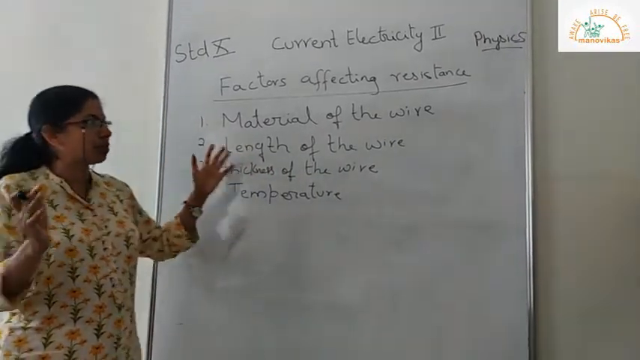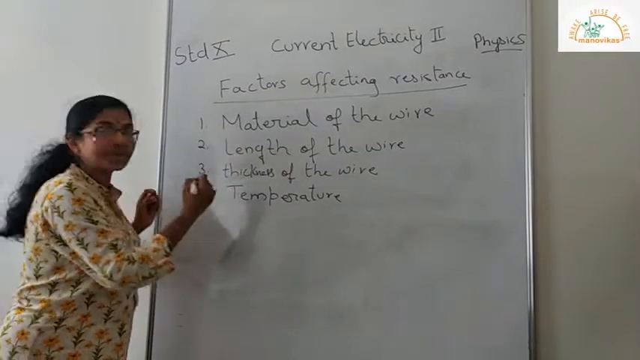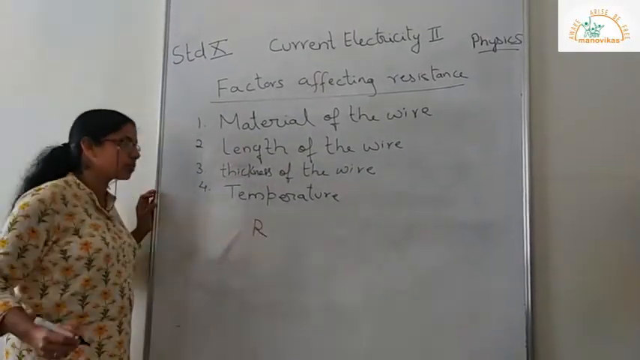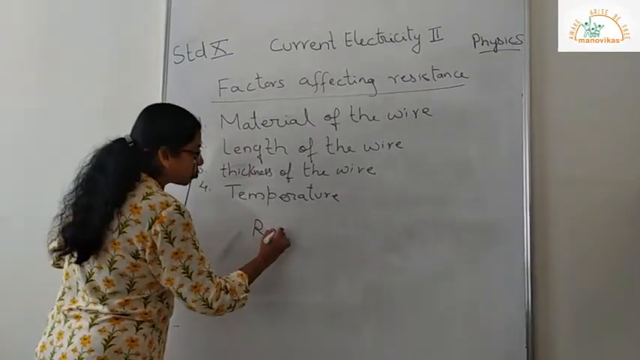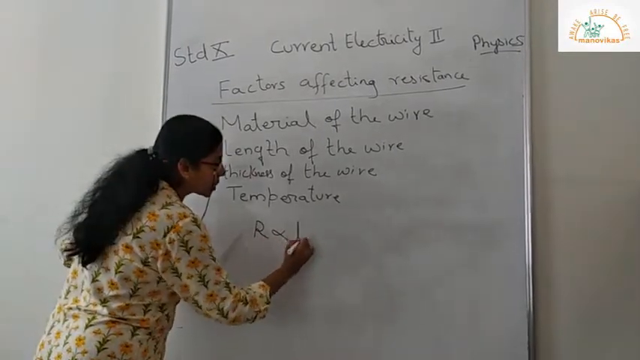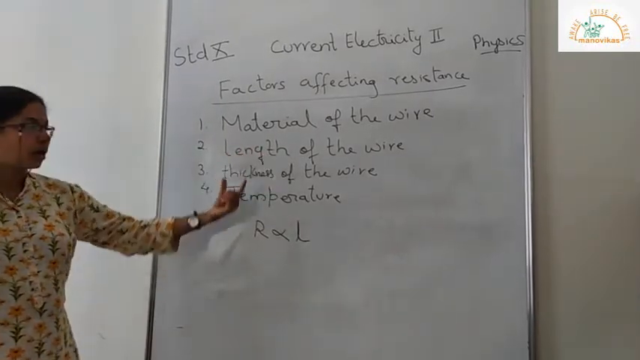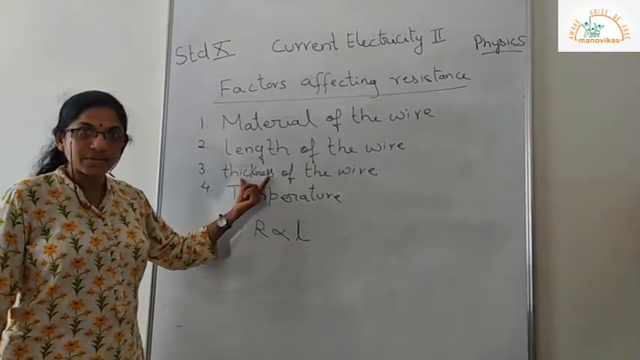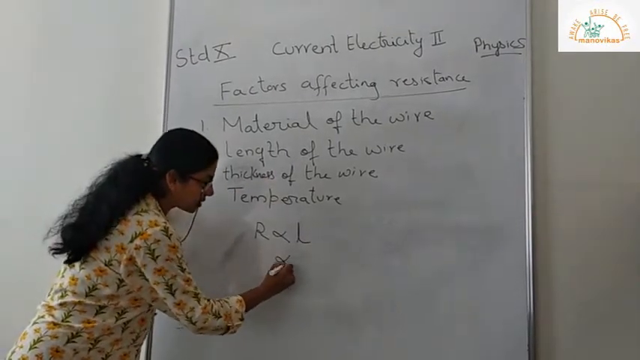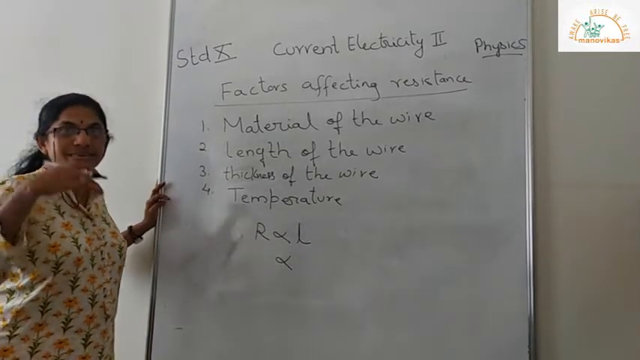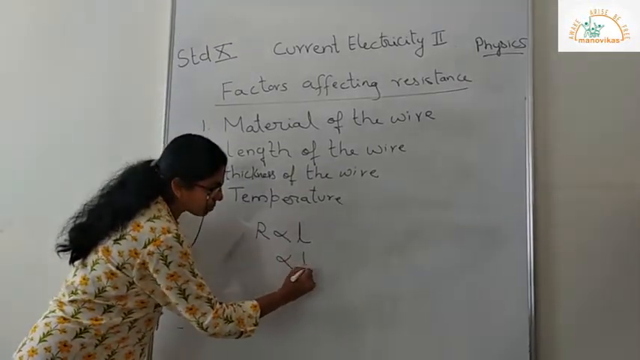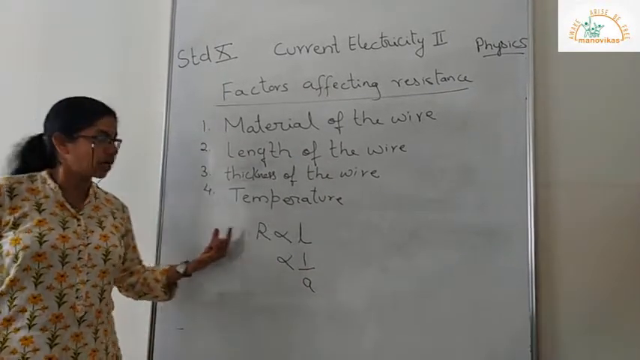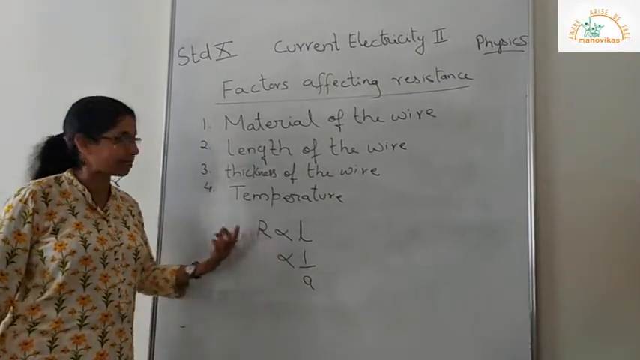Now I'll combine them. If I write it in the form of an equation, resistance is directly proportional to the length of the conductor. More the length, more will be the resistance. It is inversely proportional to the thickness, that means it is inversely proportional to the area. More the area, less will be the resistance. Right? Less the area, more will be the resistance.